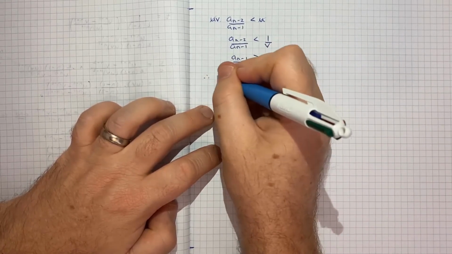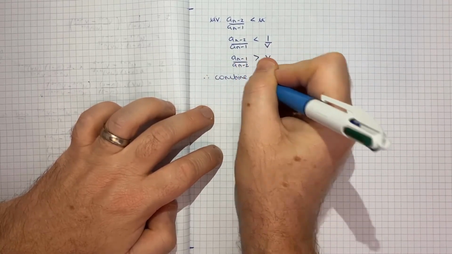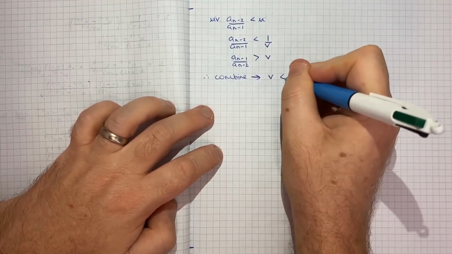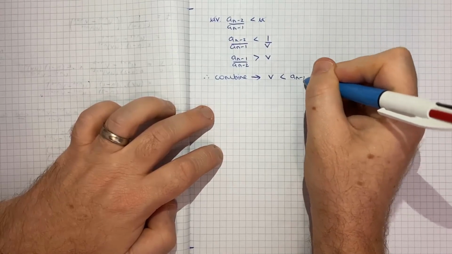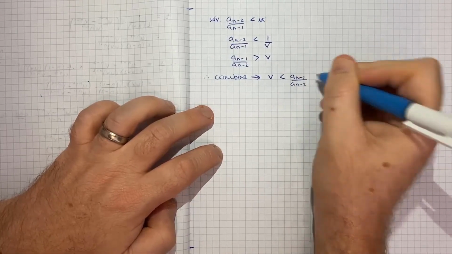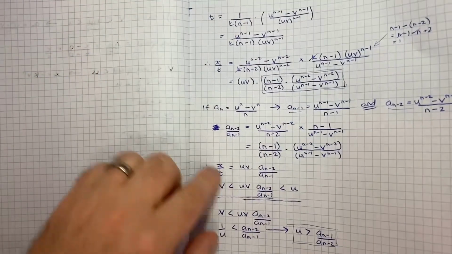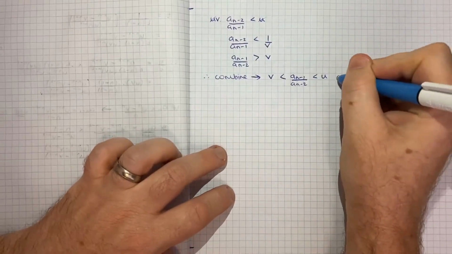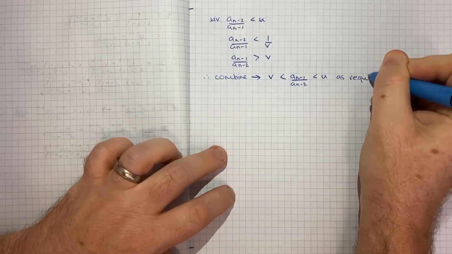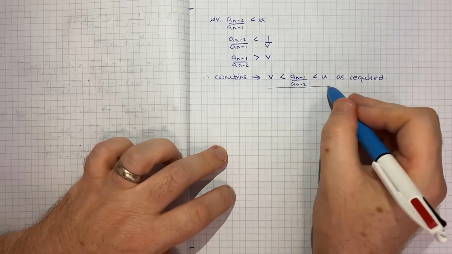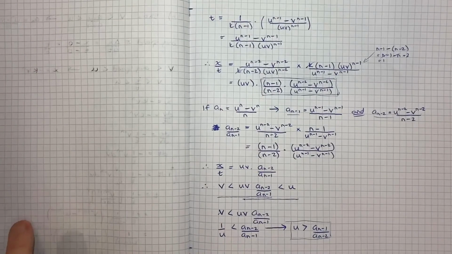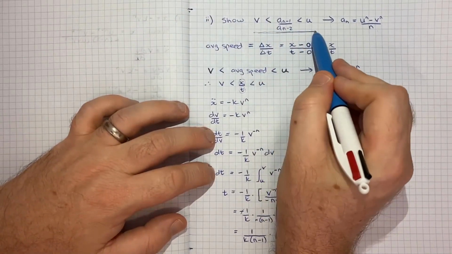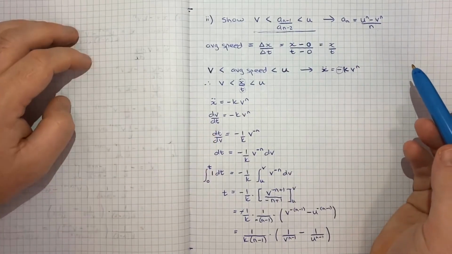So therefore, if we combine these results, what we'll get is v is less than a_{n-1}/a_{n-2}, which is less than u, as required. That is exactly what the question asked us to solve, or to show. So there you have it.